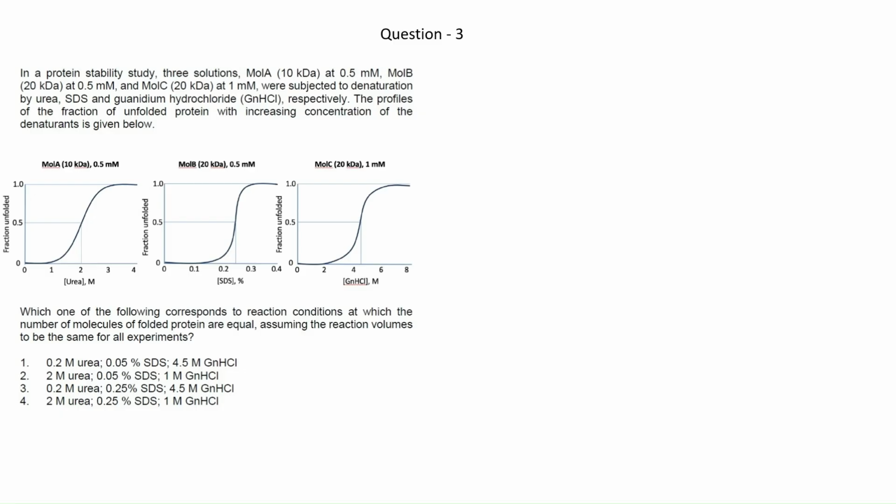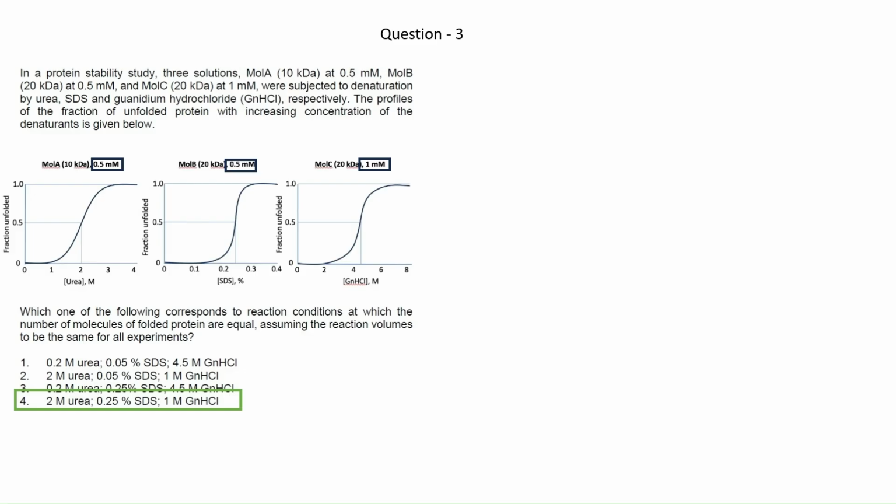Now looking at the charts for mole A and mole B, the answer is already given in the question. The concentration of the denaturant at which half of the proteins are unfolded for urea is 2, and for SDS it is 0.25. Now looking at the options, only one of the options has both of these numbers, that is 2 molar urea and 0.25% SDS, that is option 4.